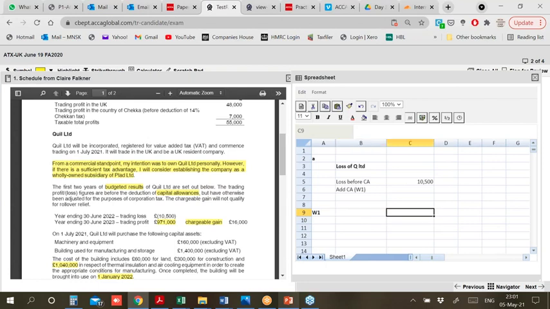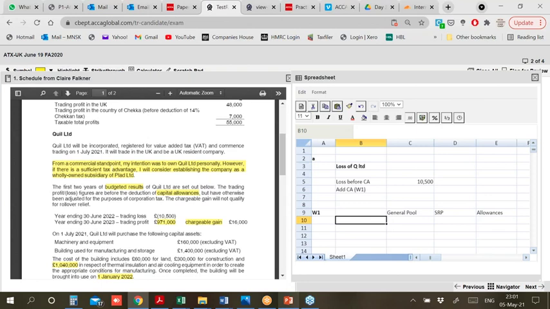Now first of all I'll be making columns, that is WDA, or rather I'll make it general pool rather than calling it WDA at 18%. Then there's a special rate pool, I'll name it SRP, and then there's a column called allowances. Now I'll see that for every asset in which column shall it go.